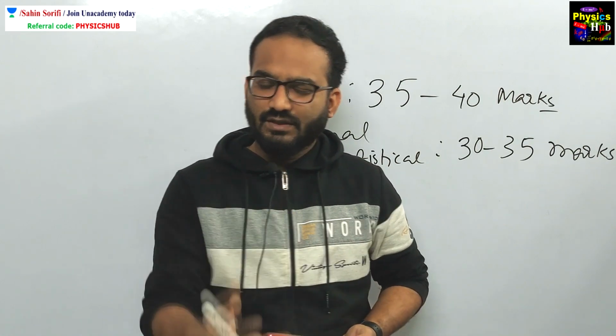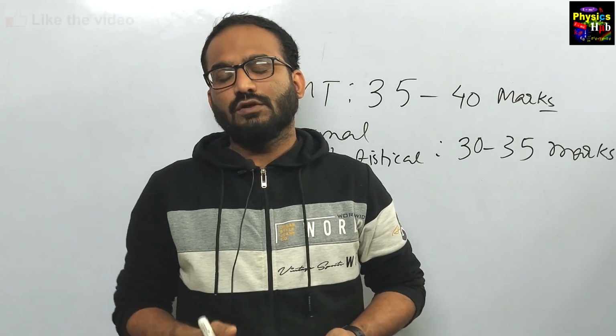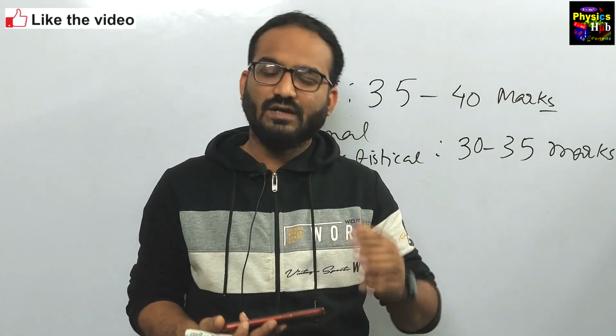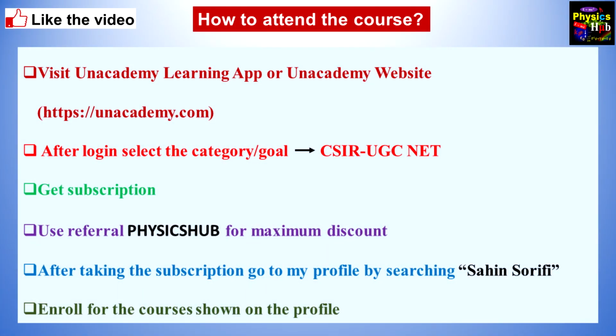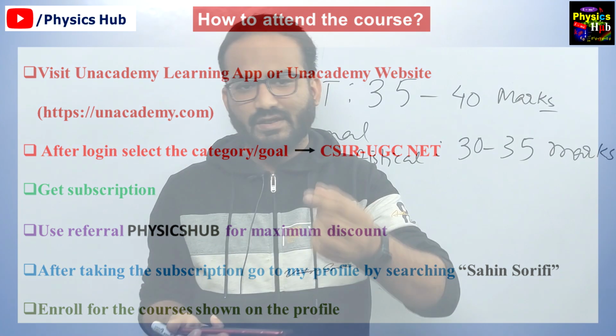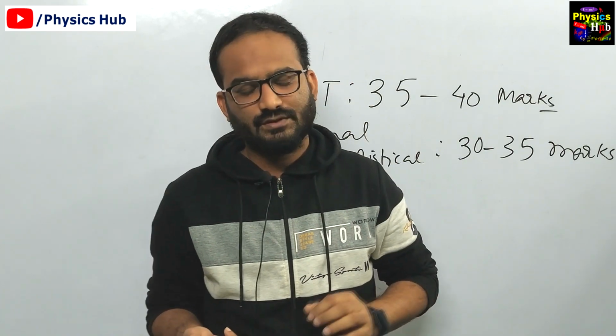Now the next thing is how you can attend these courses. You can visit the Unacademy Learning app or Unacademy website and log in there. After login you can choose the category CSIR UGC NET, and you have to get a subscription. There are 2 types of subscription, Plus and Iconic. You can select Plus. In the Plus subscription, you can get different plans, starting with 3 months, then 6 months, 12, 24 months. You can choose as per your convenience. If you are targeting CSIR-NET for 1 semester, you can go for a 6 months subscription, let's say.